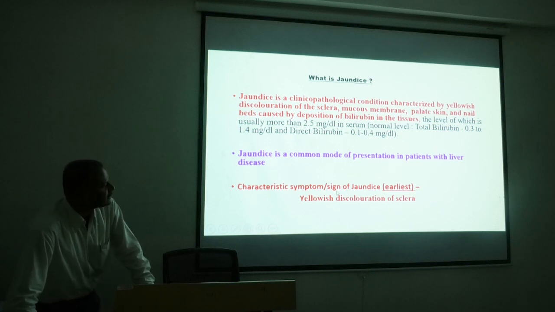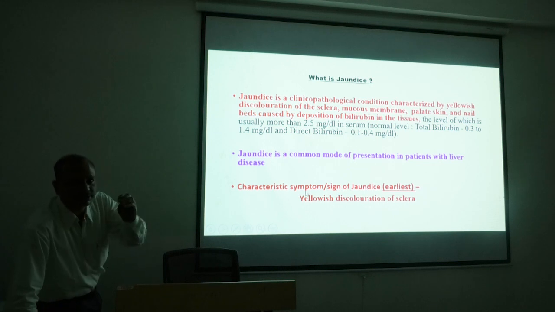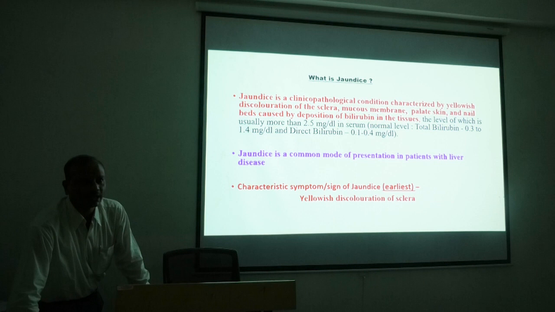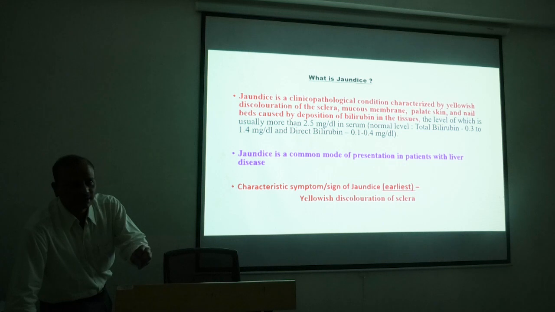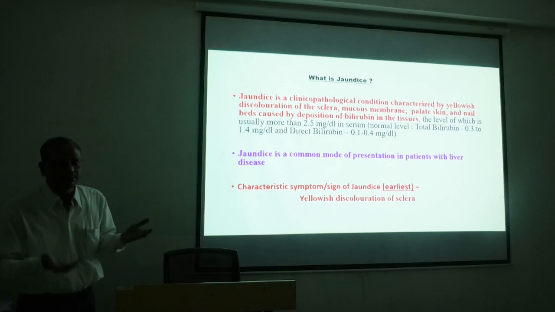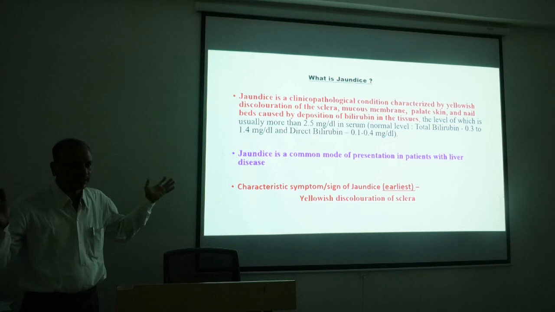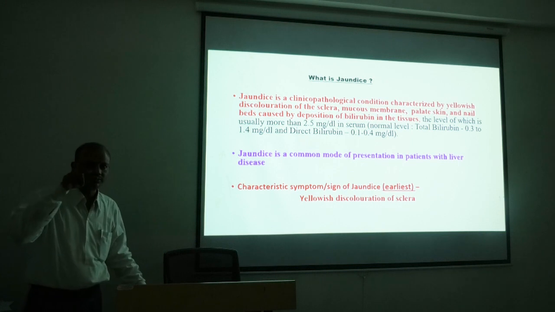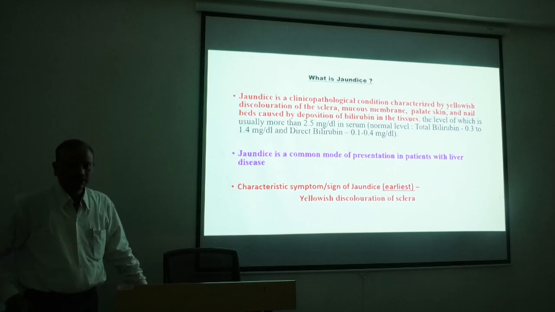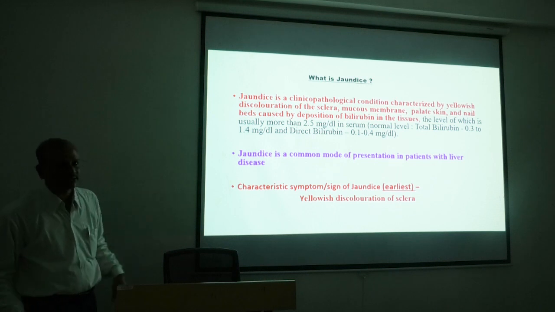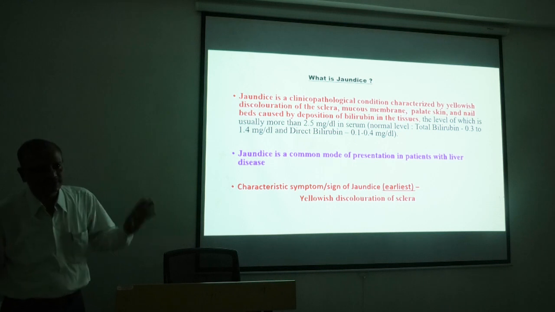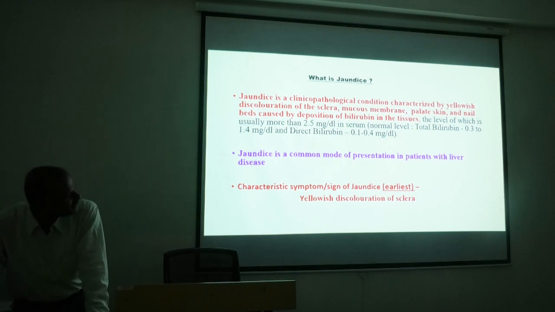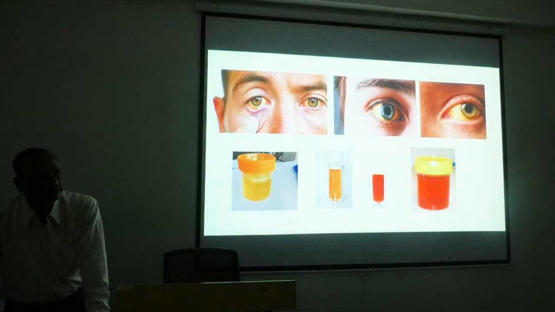And the characteristic sign or symptom. What is the difference between symptom and sign? Symptom is what the patient tells, that I am having this problem. What the doctor observes is a sign. The patient will say I am passing yellow urine or my eyes are slightly yellow, so that is the patient's symptom. And the doctor will also see that the color is yellow, so that is a sign. Because the sclera is white, the yellow is visible very early in the sclera.